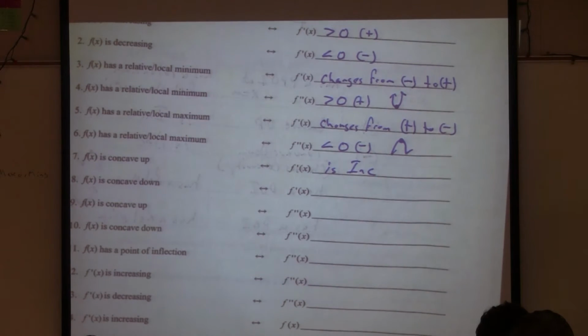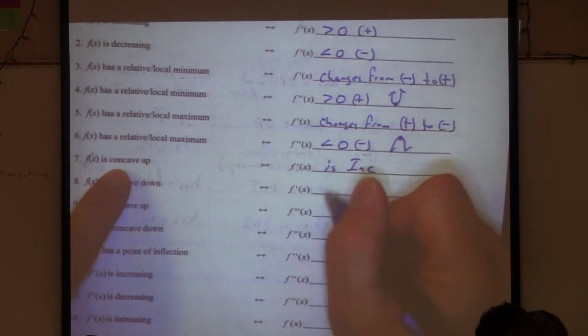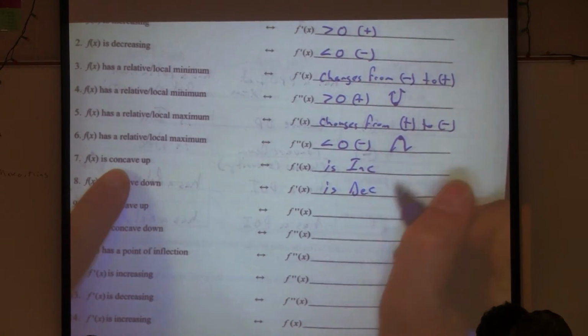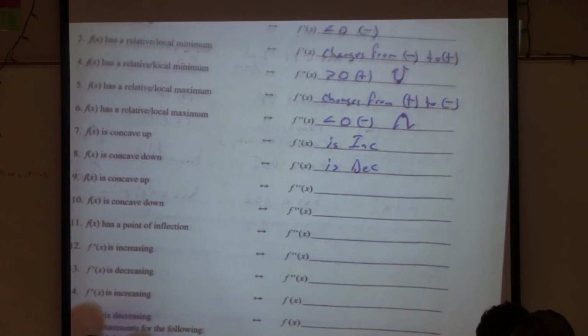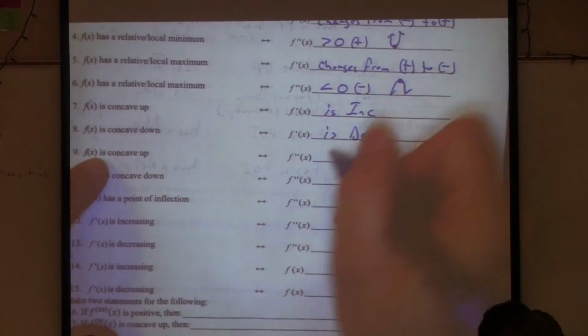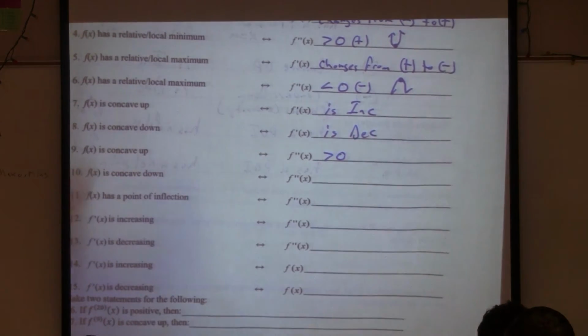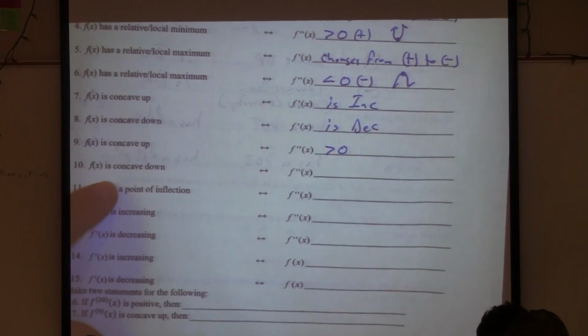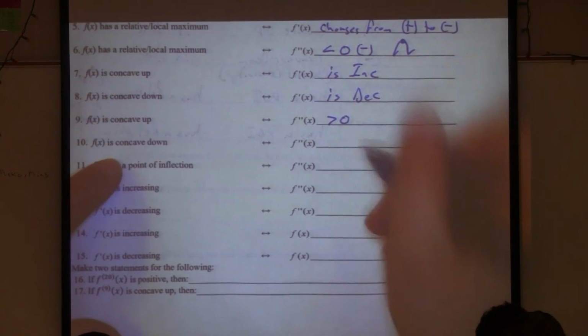If the original function is concave down, then the first derivative is decreasing. If the original function is concave up, then the second derivative is positive. If the original function is concave down, then the second derivative is negative.